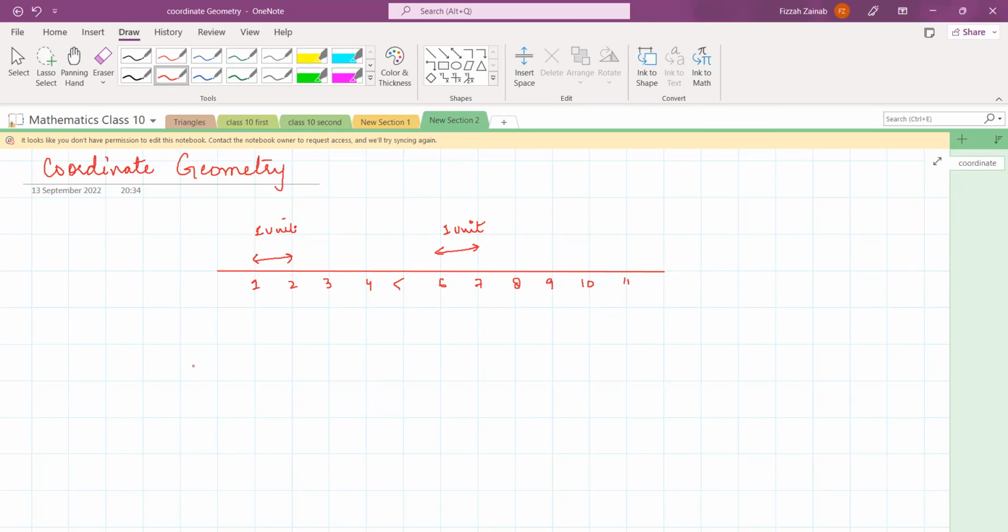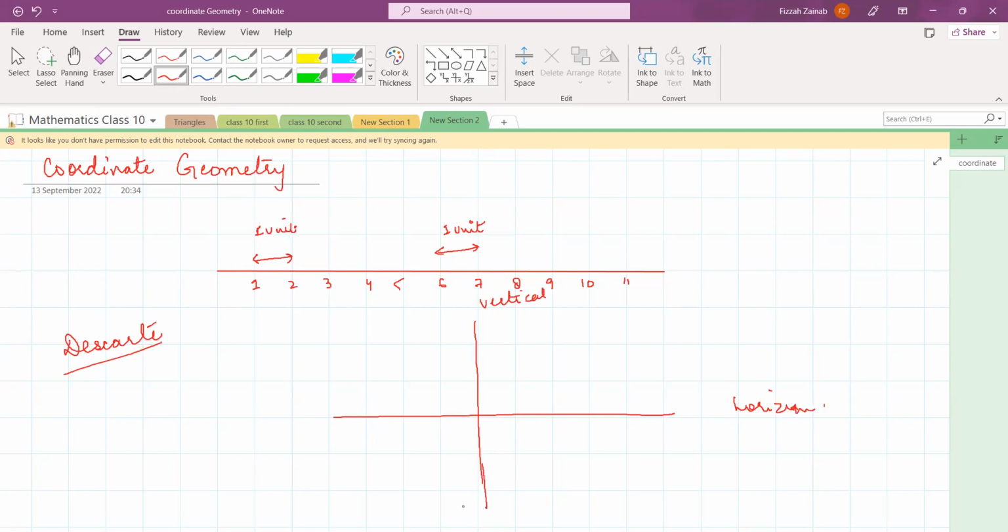Now, there was a mathematician, Descartes. What he did was he took two lines, like two number lines, and placed them like this, at 90 degrees to each other, crossing each other. Exactly like one line is horizontal and the other is vertical on it. Understood? Yes, ma'am. Vertical and horizontal.